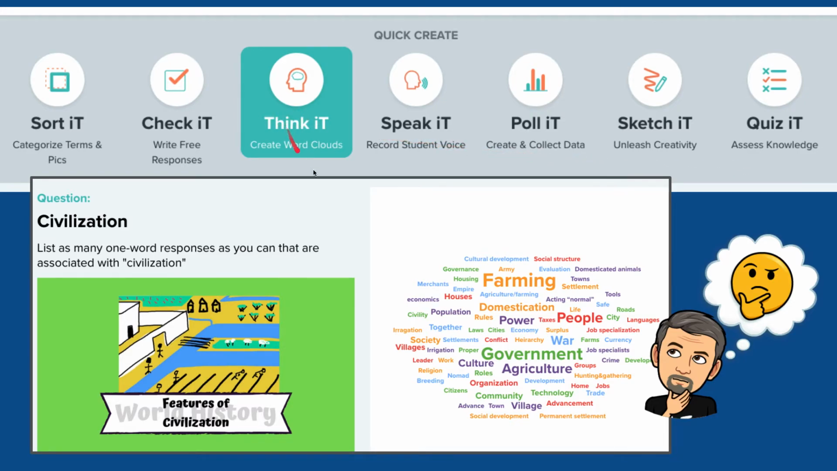Here is a Think It activity I chose to show something that we recently worked on in class, and you can see that the bigger words are going to be the more duplicated responses that students have. But in a very short amount of time, any teacher can collect dozens and dozens of responses from kids as they're thinking about the topic and the prompt or the question at hand.